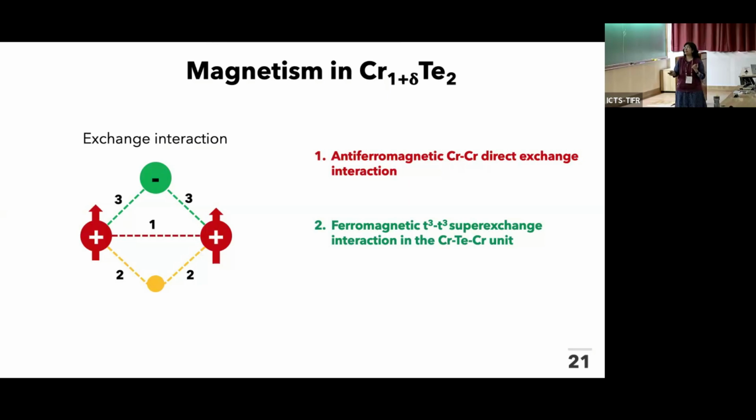Now what are the different mechanisms by which you can have an exchange interaction here? Either you can have a direct exchange interaction between the two spins on chromium, or you can have a conduction electron mediated exchange interaction, or you can have a super exchange interaction which is mediated through the tellurium. If you consider the direct exchange, it is basically an antiferromagnetic chromium-chromium direct exchange interaction. Whereas if you consider the super exchange, it is basically a ferromagnetic interaction between the chromium telluride chromium unit.